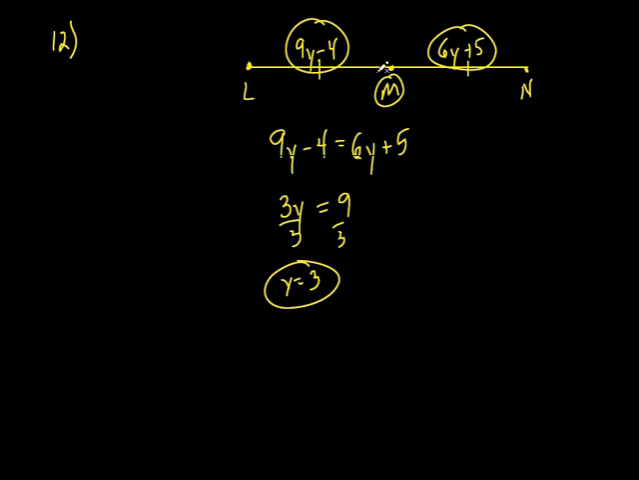So the geometry was the easiest part of this. The geometry was just understanding that this and this are equal to each other. All right, and why are they equal? Because M is the midpoint, and that's what you have to know. All right, seems pretty simple, right?